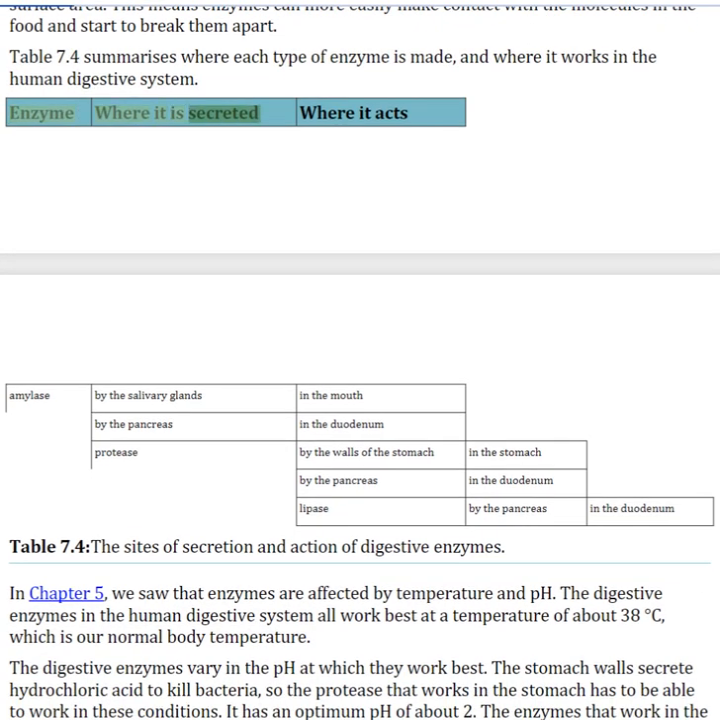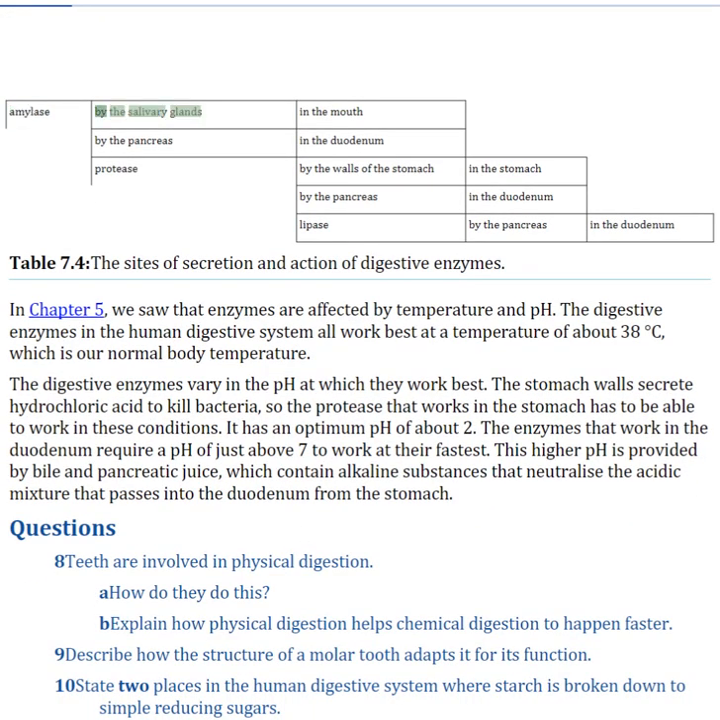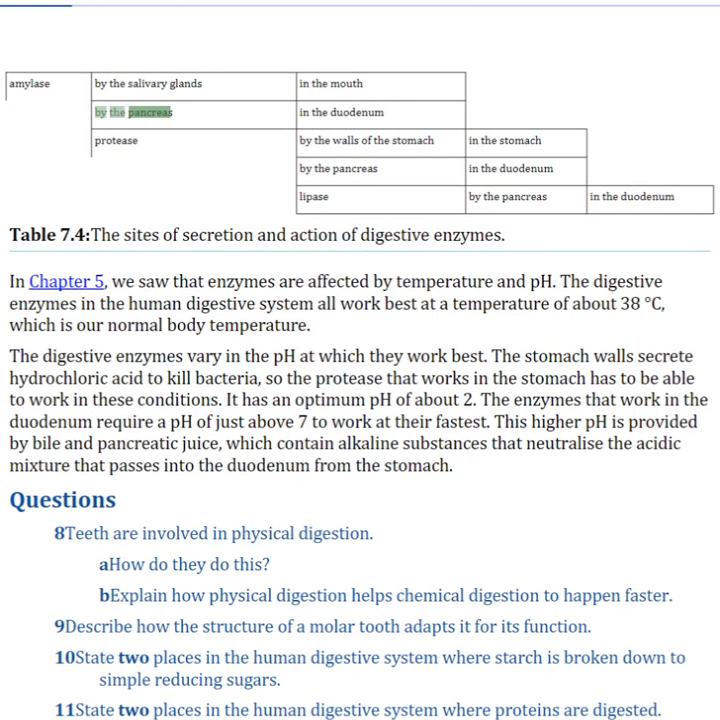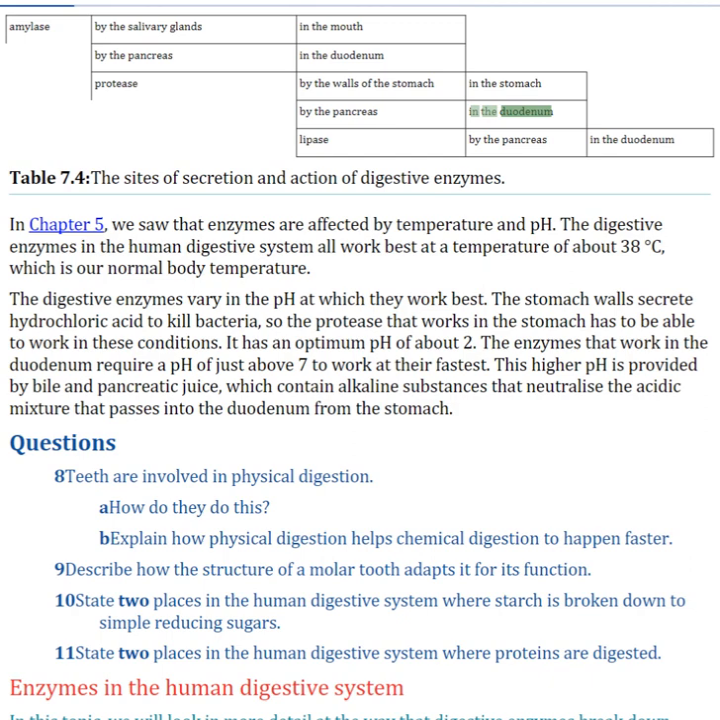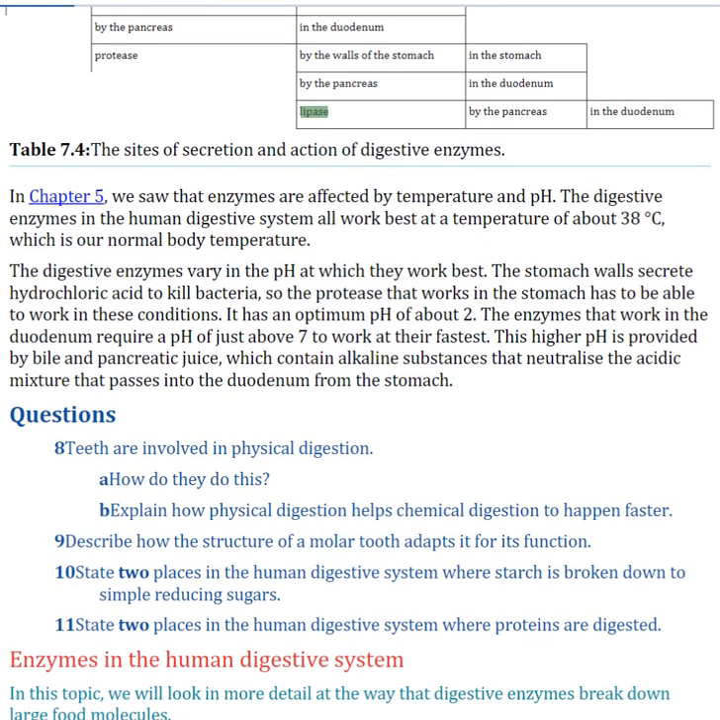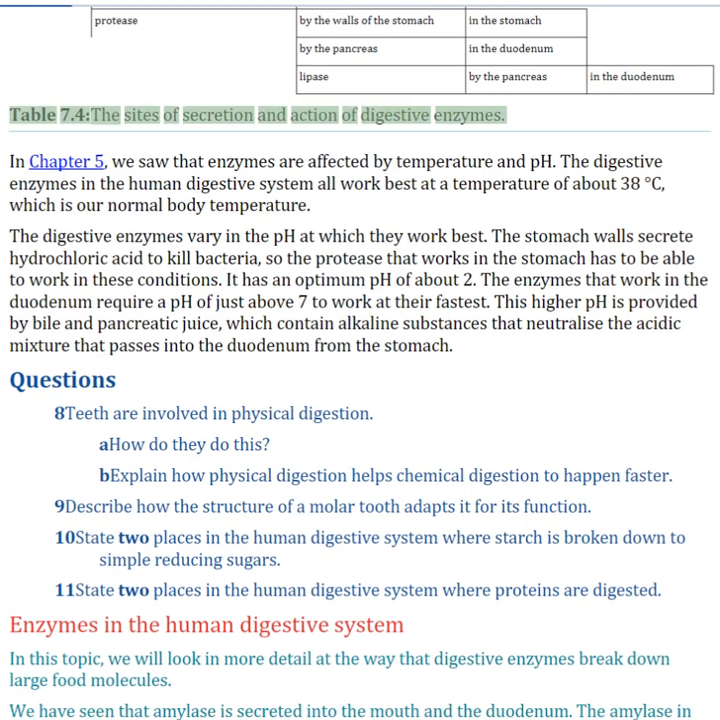Enzyme, where it is secreted, where it acts. Amylase: by the salivary glands, in the mouth; by the pancreas, in the duodenum. Protease: by the walls of the stomach, in the stomach; by the pancreas, in the duodenum. Lipase: by the pancreas, in the duodenum. Table 7.4, the sites of secretion and action of digestive enzymes.